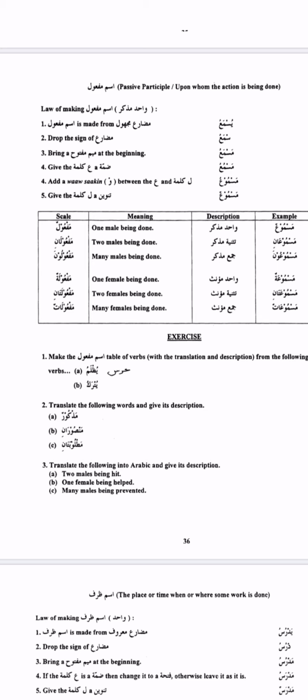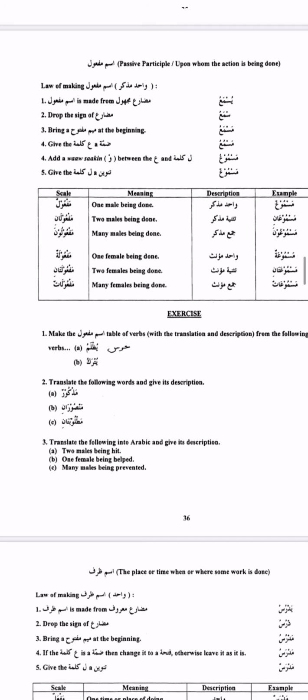Then you give the ayn kalima a dhamma, and we get masmu'u. Then you add a waw sakin between the ayn and lam kalima. You get masmu'u. And then you give the lam kalima a tanween. And what do you get? Masmu'un.